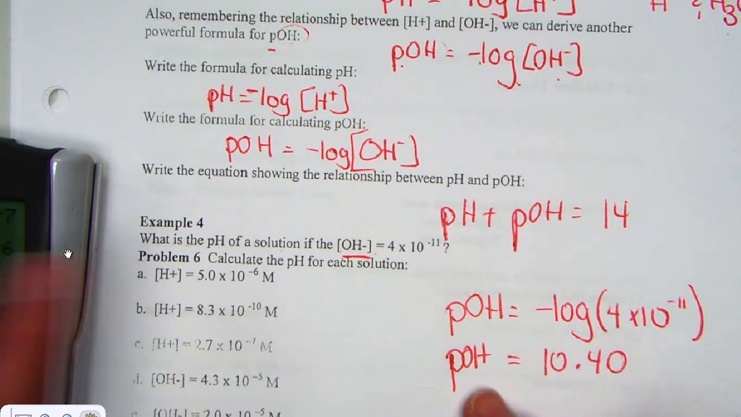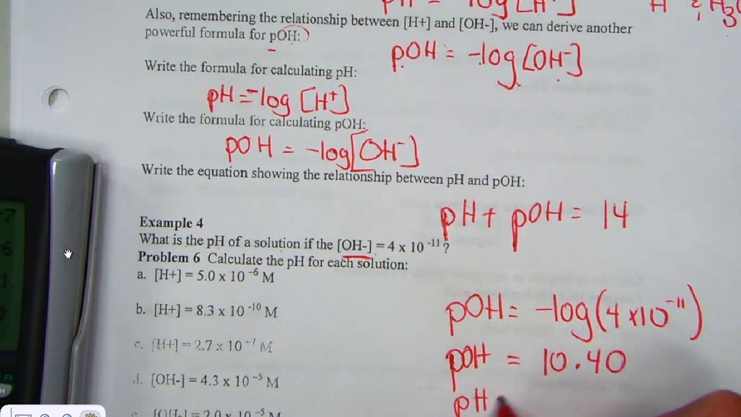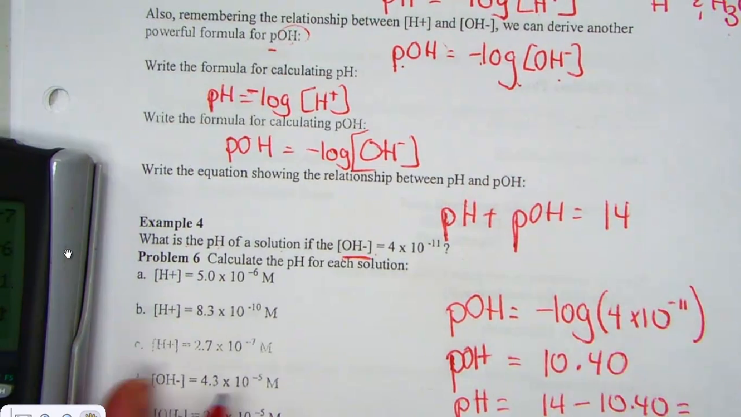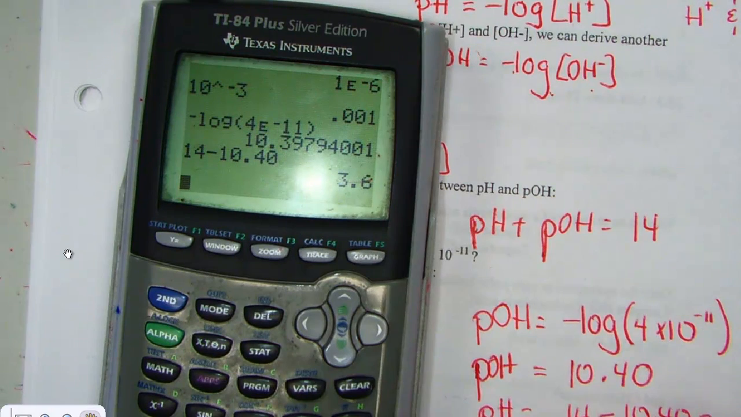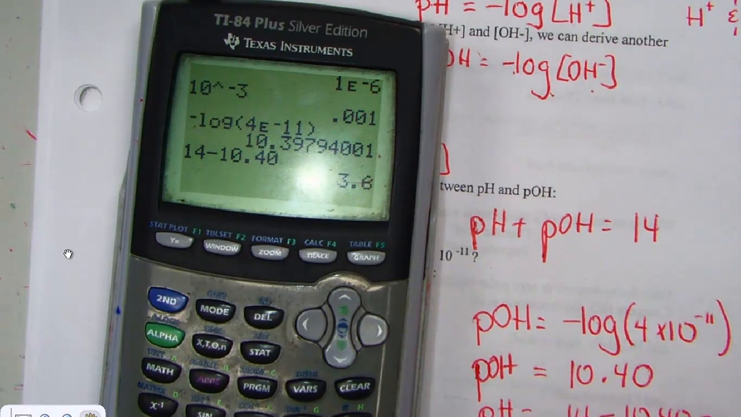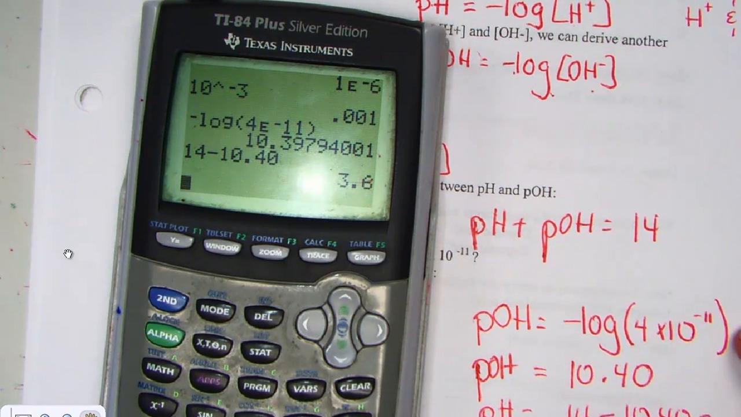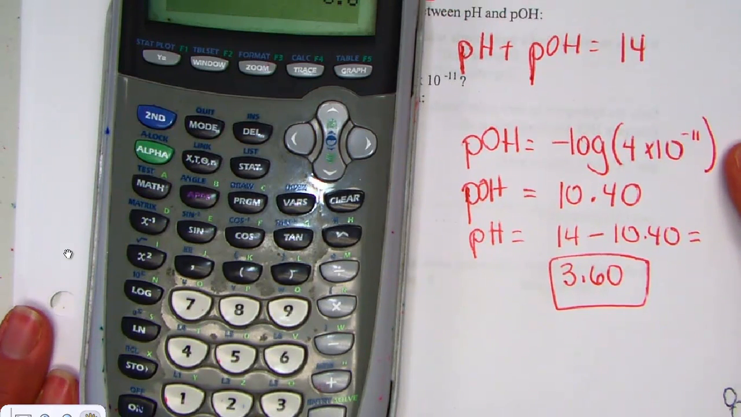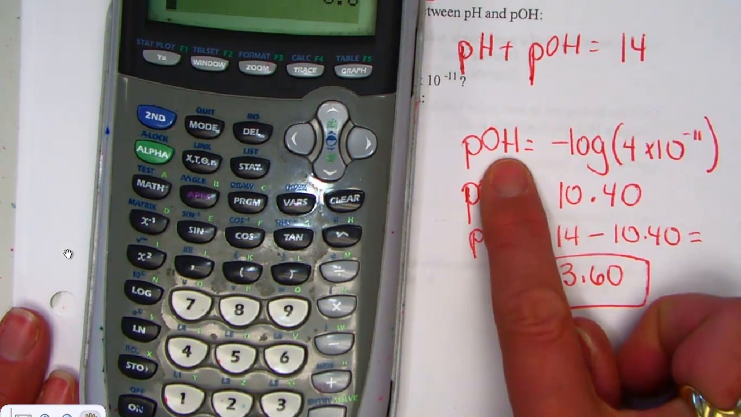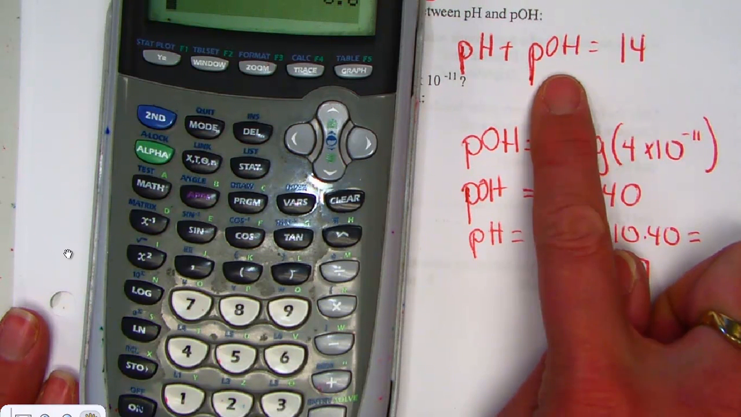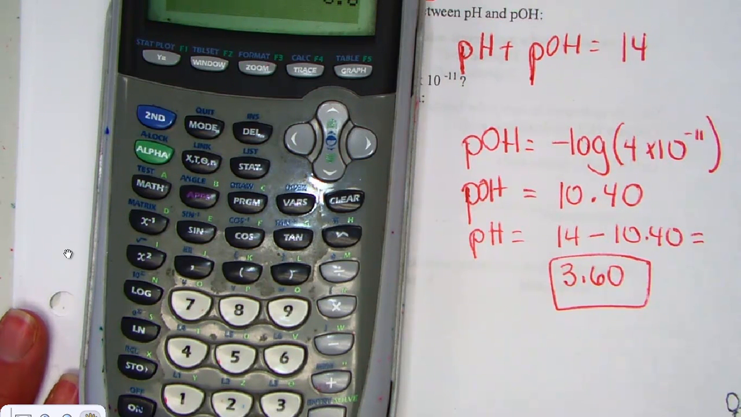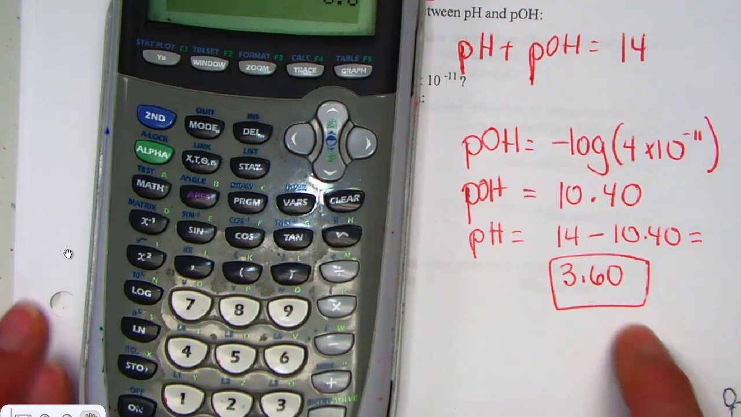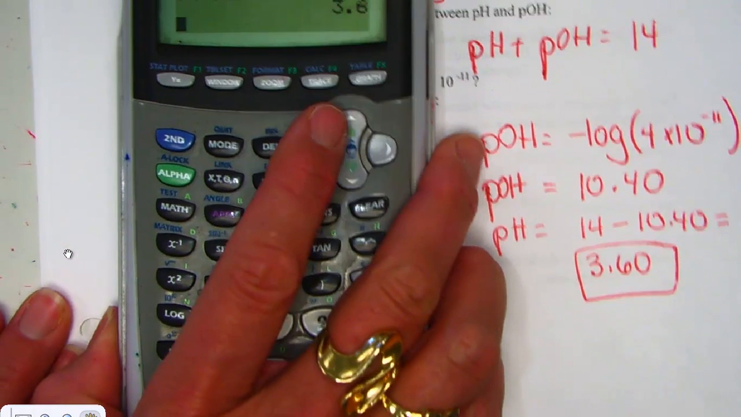But it didn't ask for that, did it? It asked for pH, and right now I'm at pOH. It's an easy flip. 14 minus 10.40 is our pH. 14 minus 10.40, and we have a pH of 3.60. We were given hydroxide. When you negative log hydroxide, you get something called pOH. 14 minus the pOH flips it very easily into our measuring tool called the pH scale. 14 minus 10.4 gave us an acid range, 3.60.